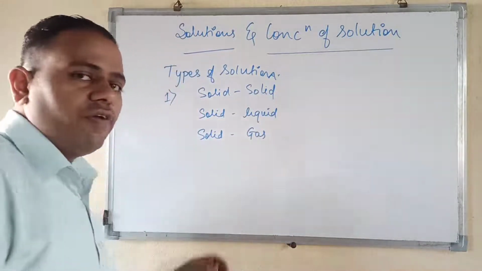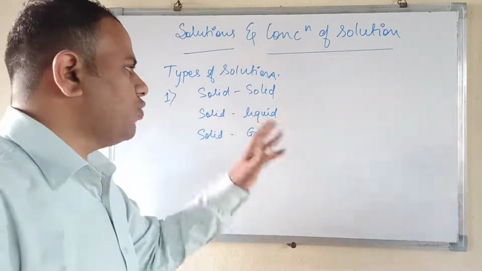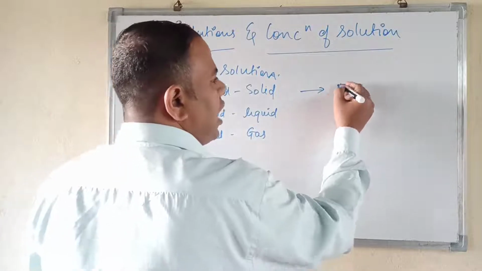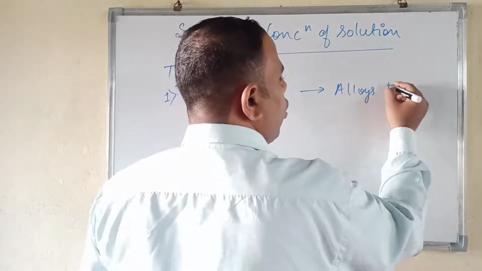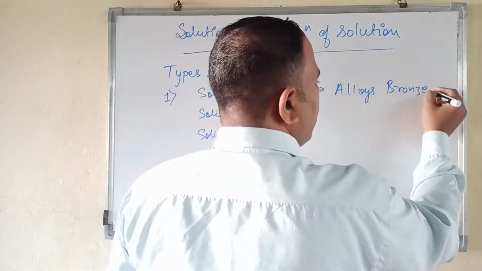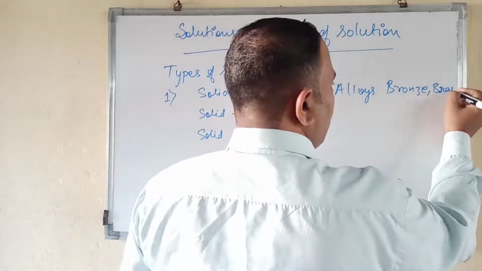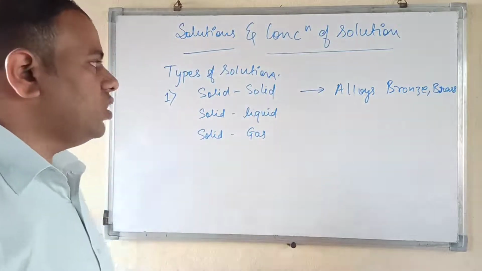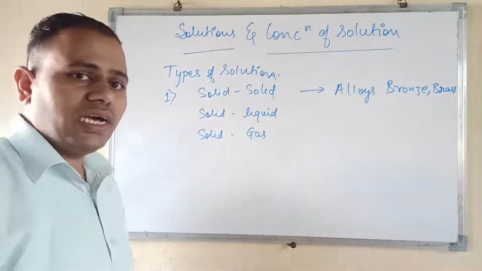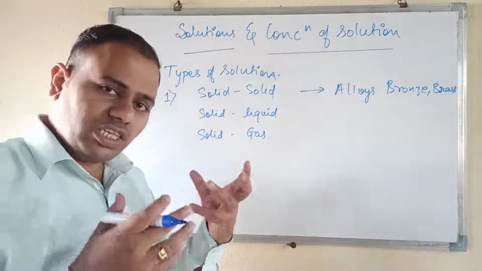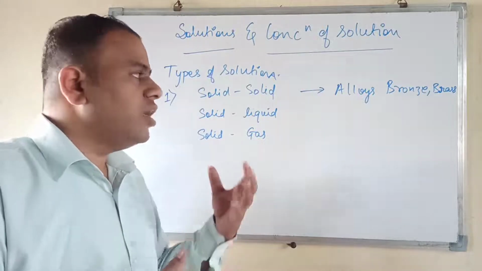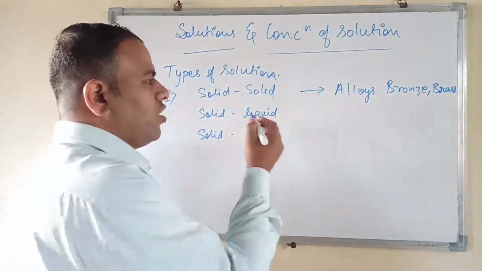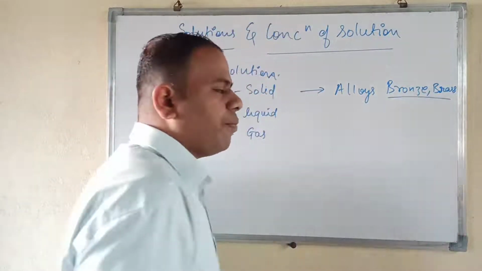I'll be quoting one example of each. Let's see the solution of solid in solid. Here the examples are alloys, bronze, and brass. These are made from different alloys of different metals. This is called a solid solution, because here the metals are mixed in solid states. They are so mixed that we cannot differentiate what type of metals are there, or separate them. So generally solid solutions, for example, are bronze and brass.